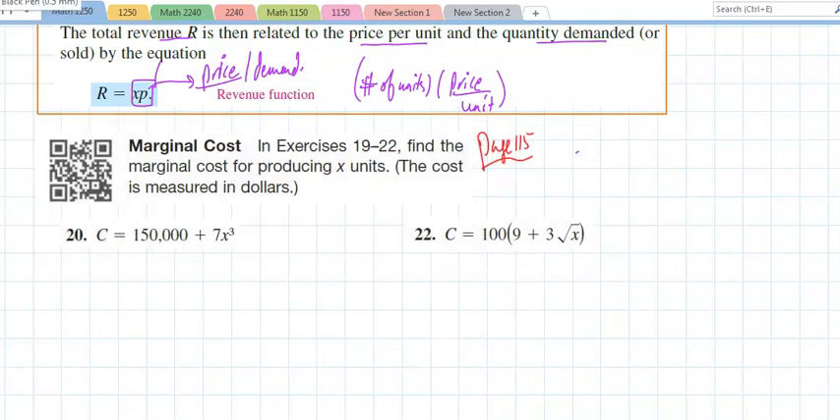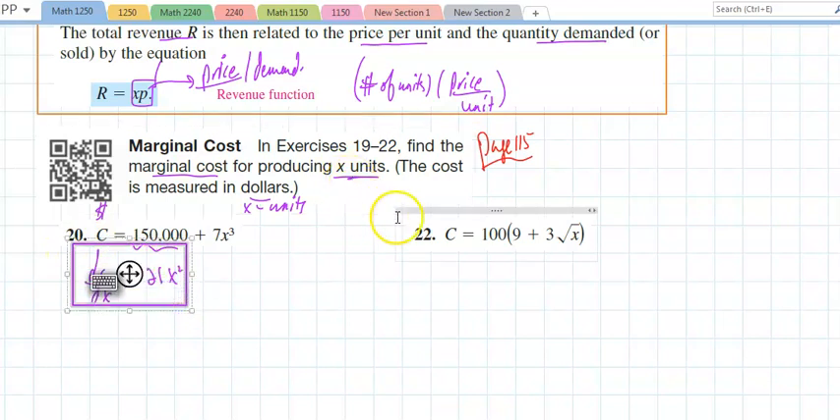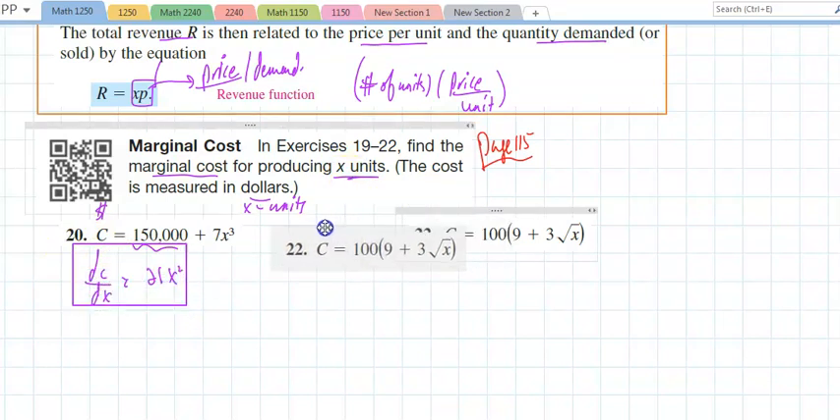So here we are. Let's talk about those and interpret this a bit. Find the marginal cost of producing X units. X is the number of units and the cost is in dollars. So C is in dollars and X is the number of units. Well, you take a derivative. Derivative of a constant is 0. That's 21x squared. What does that mean? Once we get into numbers, I'll elaborate on that a bit, and we could pretty much clarify what those are.